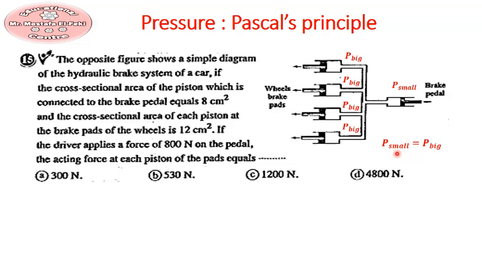P small piston equals P big piston. F capital divided by F small equals area capital divided by area small. Then the force here equals 1200. The force in each of them equals 1200.